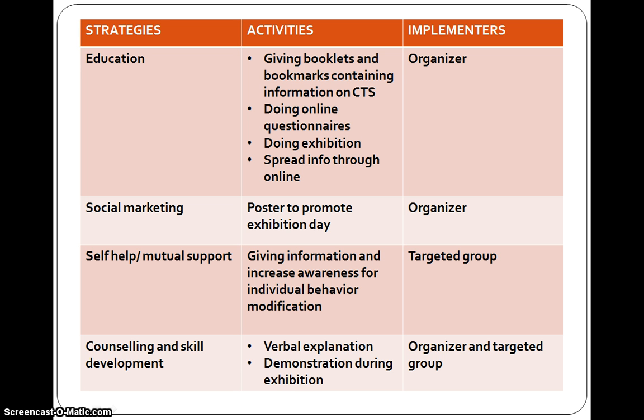For social marketing, we are going to do a poster to promote the exhibition day, and for self-help or mutual support, we are going to give them information and increase awareness for individual behavior modification. Lastly, for counseling and skill development, we are going to give verbal explanation and demonstration during the exhibition. For the 3 strategies, which are education, social marketing, and counseling and skill development, the implementers will be us as the organizers, and for the strategy of self-help or mutual support, the implementers are the targeted group themselves.